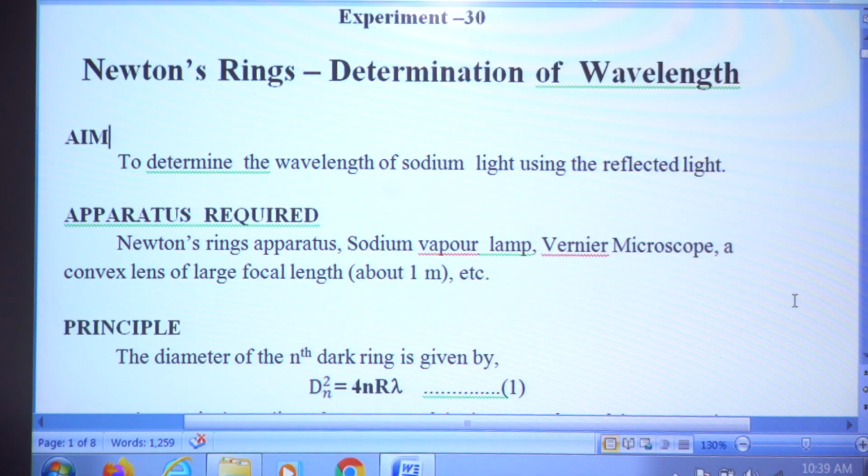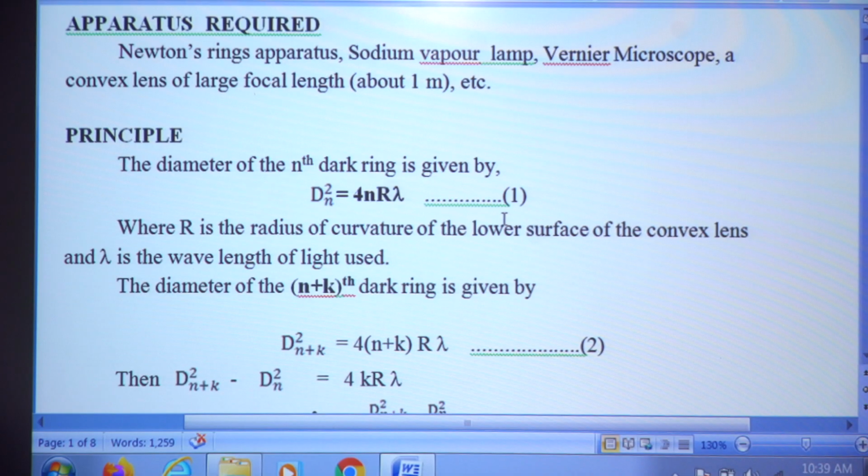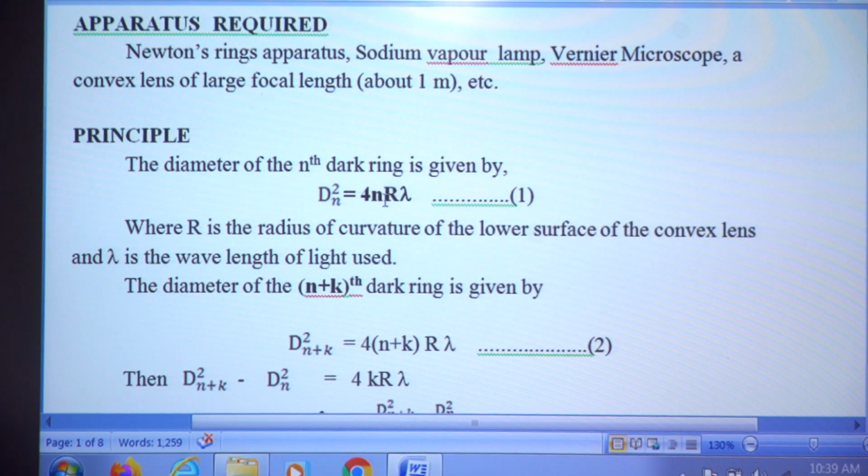Now coming to the theory involved in the determination of wavelength using Newton's rings. When the Newton's rings are formed, the diameter of the nth dark ring is given by the formula d_n squared is equal to 4 n r lambda, where r is the radius of curvature of the lens used and lambda the wavelength of light used. So that is equation 1.